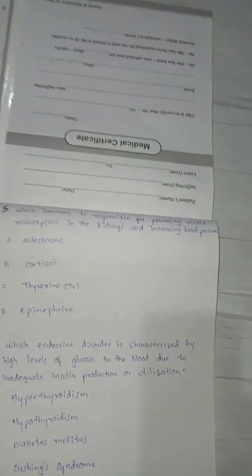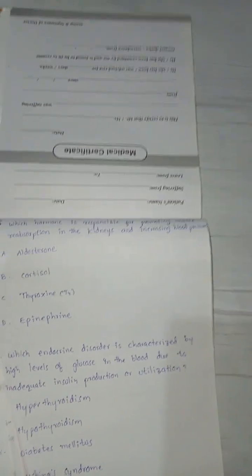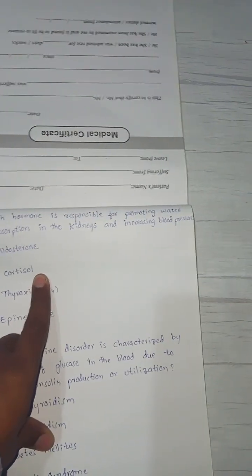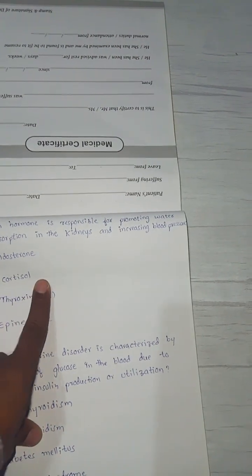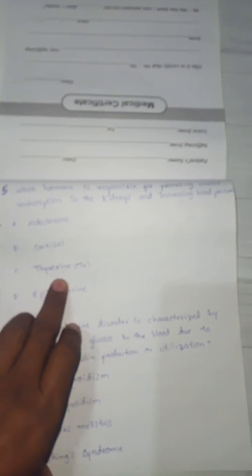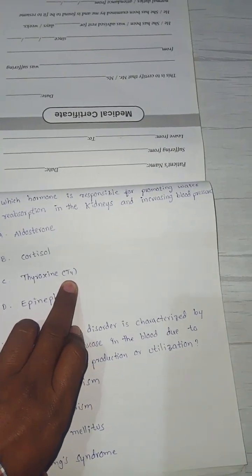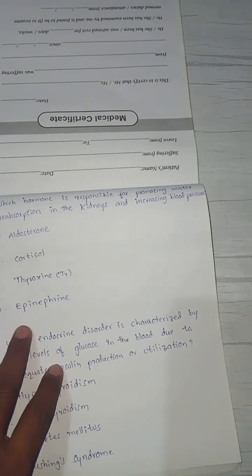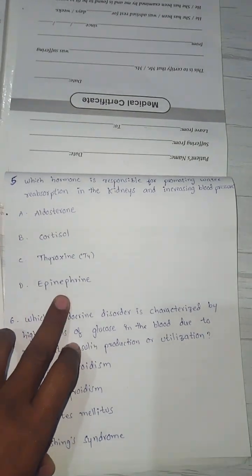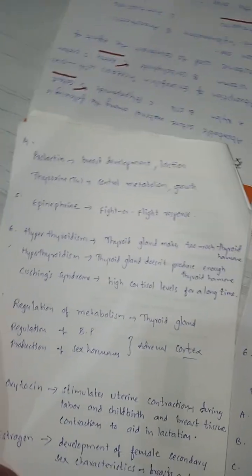Okay. And let us discuss the remaining options. Cortisol causes Cushing syndrome, and it is also responsible for stress. And thyroxine is the thyroid hormone responsible for growth and body metabolism. And coming to D, epinephrine is responsible for the fight or flight response.